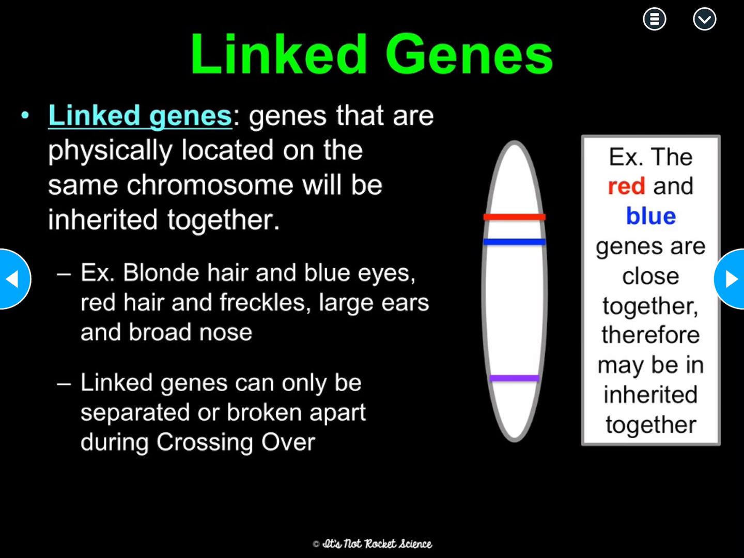Finally, linked genes are genes that are physically located together on the chromosome, so they tend to be inherited together. So people with blonde hair tend to have blue eyes. People with red hair tend to have freckles. That's because they're located close together, so they tend to move together. They have a difficult time being broken apart during crossing over.